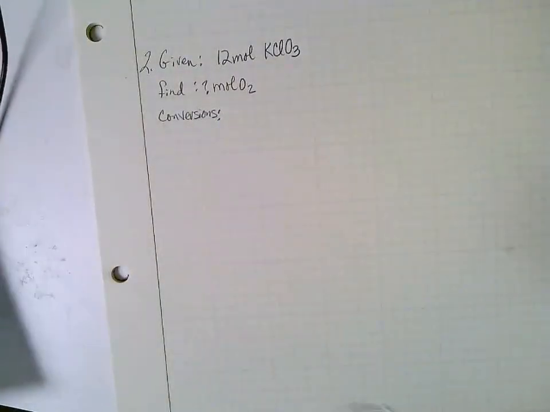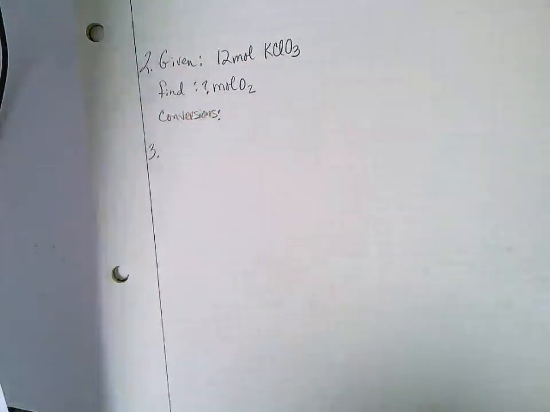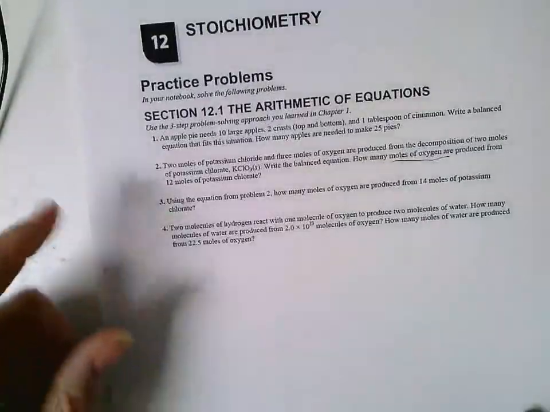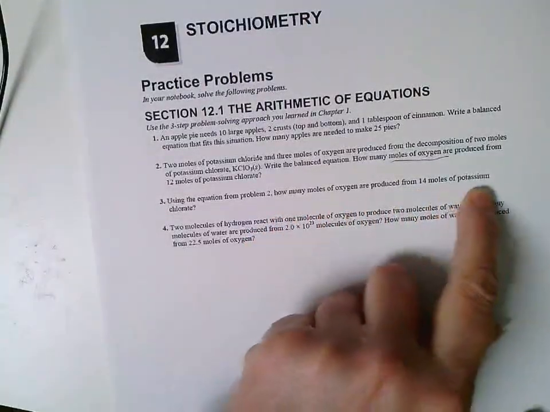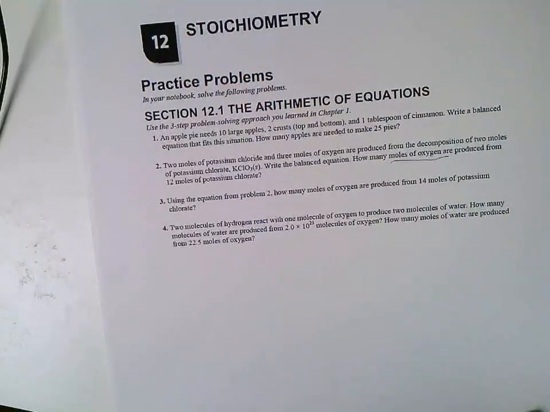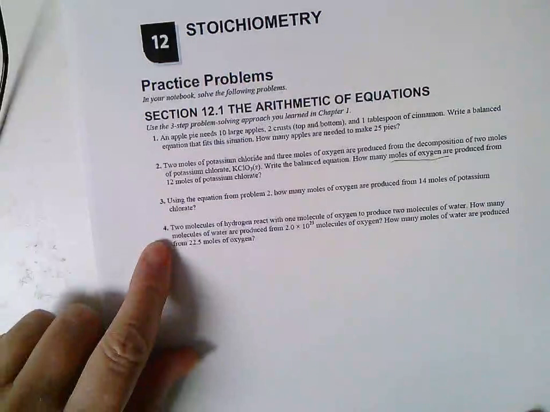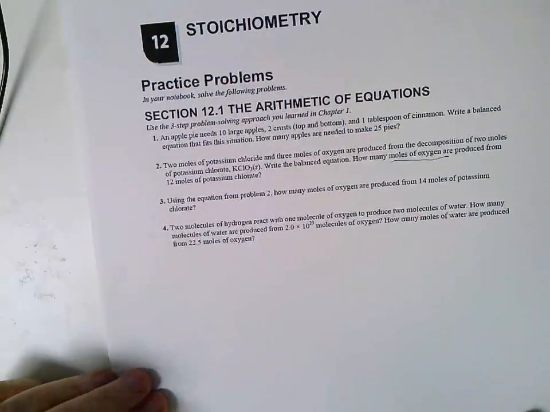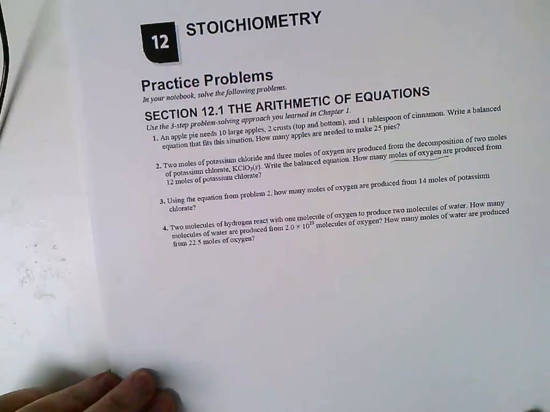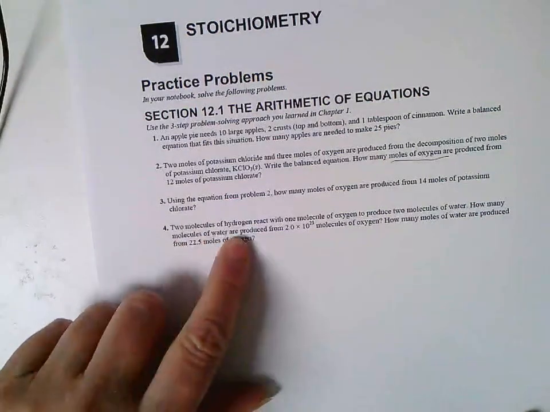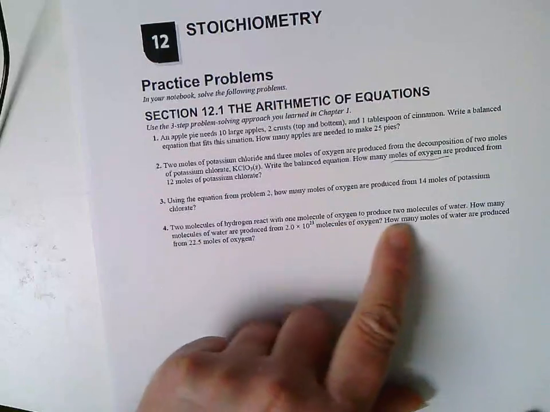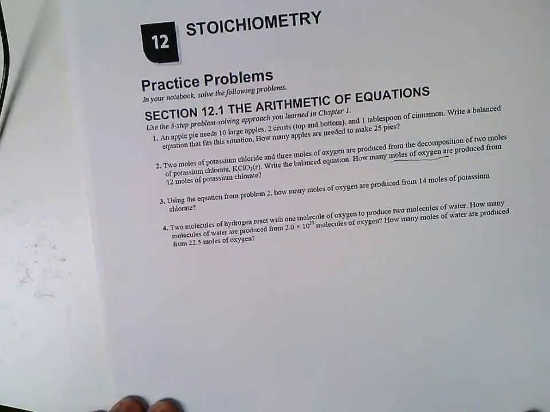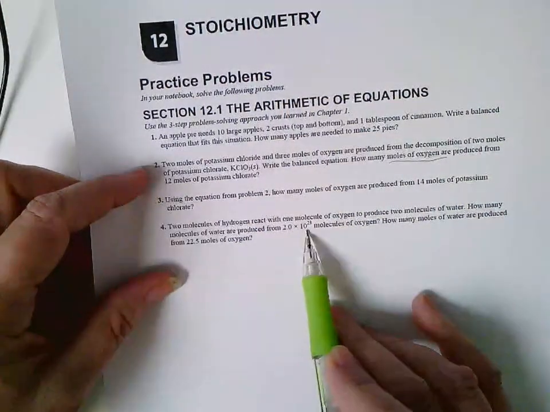So let's look at number 3. Number 3 says, using that same equation, how many moles of oxygen are produced from 14 moles? So it's the same question, slightly different starting point. Number 4, however, is different. 2 molecules of hydrogen react with 1 molecule of oxygen to produce 2 molecules of water. How many molecules of water are produced? Okay, and we get to use scientific notation. How exciting.